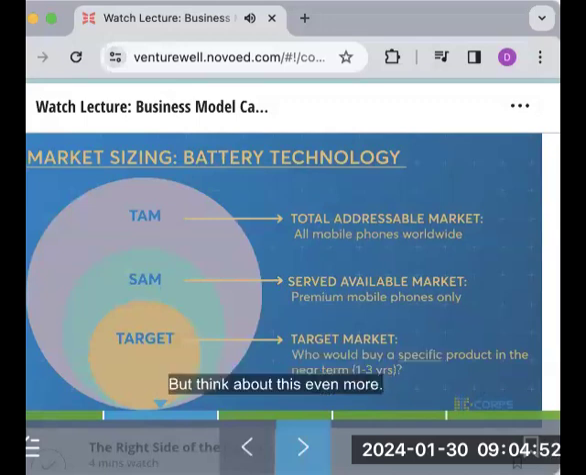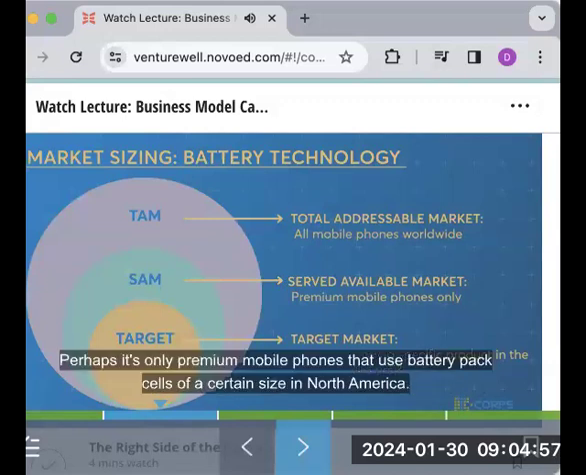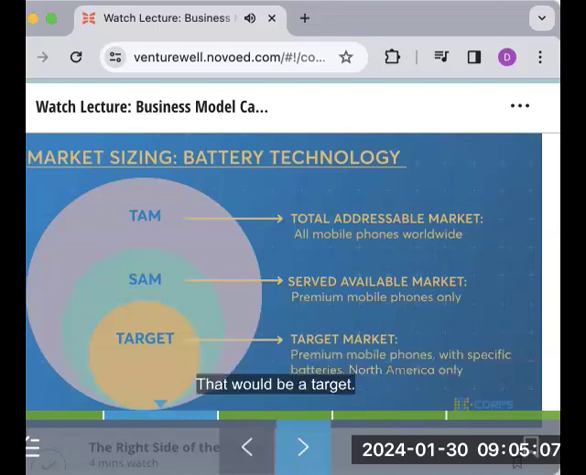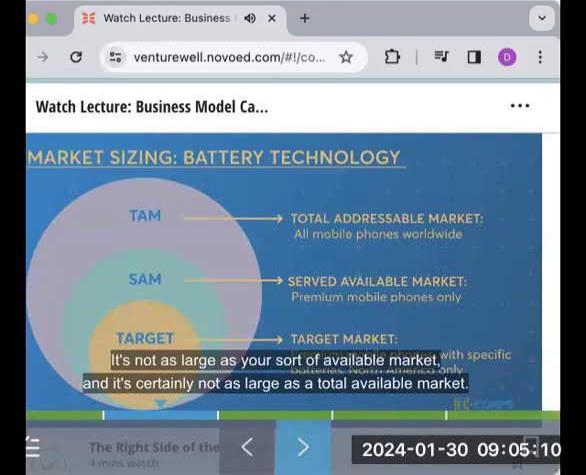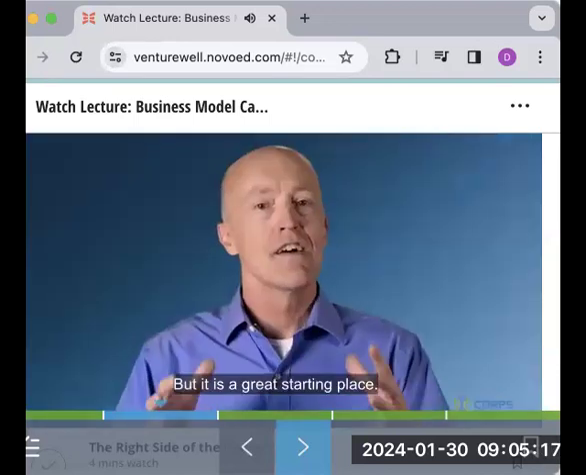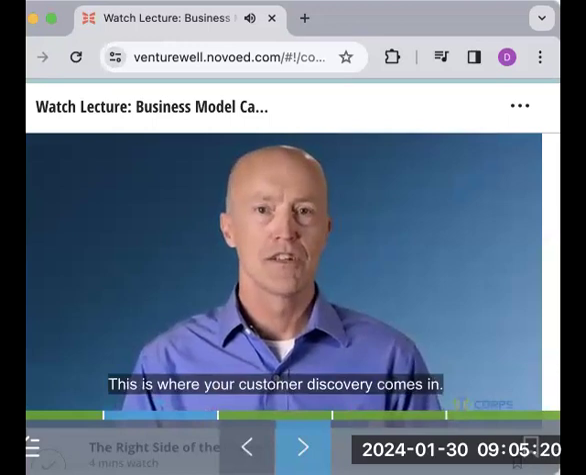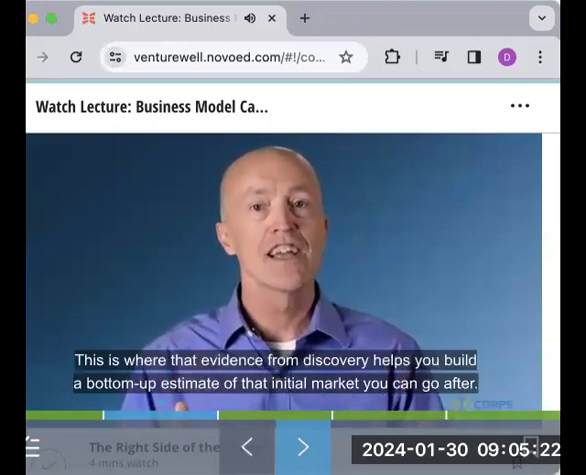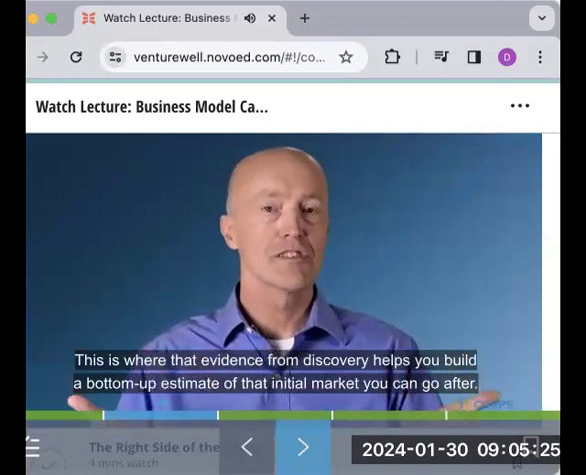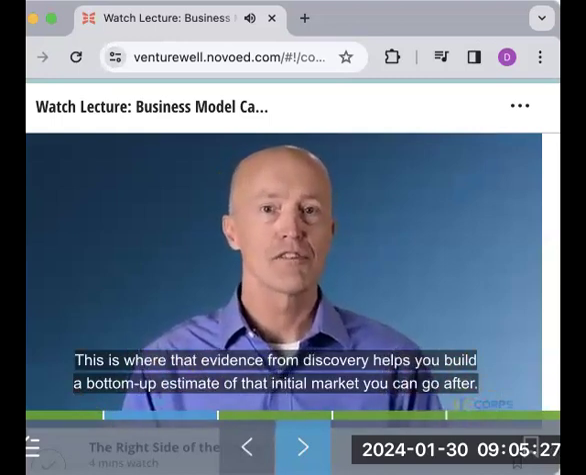But think about this even more. Is there something you can reach in the nearer term? Perhaps it's only premium mobile phones that use battery-packed cells of a certain size in North America. That would be a target. It's not as large as your served available market, and it's certainly not as large as the total available market, but it is a great starting place. This is where your customer discovery comes in. This is where that evidence from discovery helps you build a bottom-up estimate of that initial market you can go after.